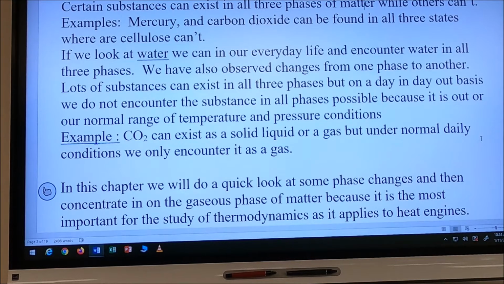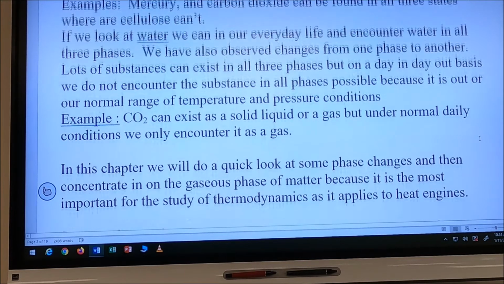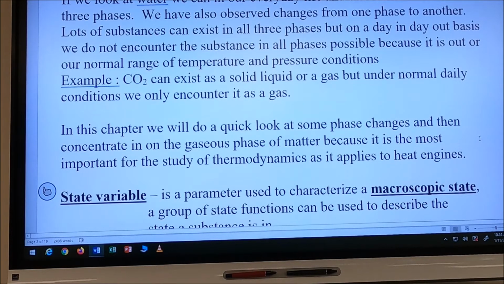So in this chapter, we're going to look at some of the phase changes, and then we're going to concentrate on the gaseous phase of matter, because that's going to be important as we study the change from thermal energy to work, because in a heat engine, it is the gas phase of matter that is important.